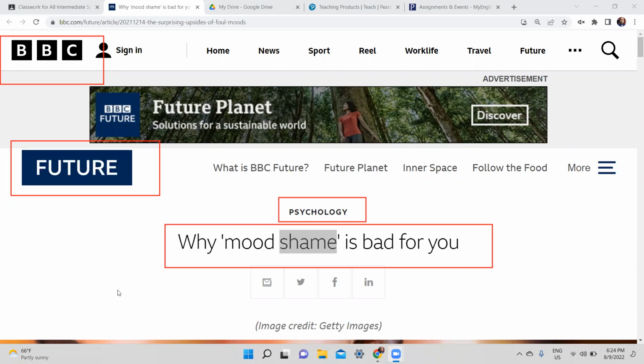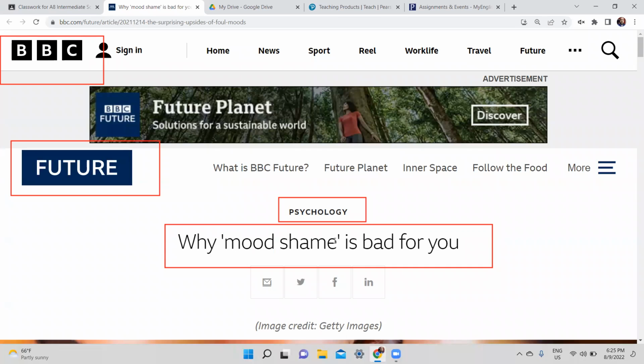Let's say you know it's a mistake and you feel shame, because you realize that it was a mistake. So if that is shame, mood shame is going to be when you feel embarrassed, when you feel bad because you have some emotions that people consider are not good for you.